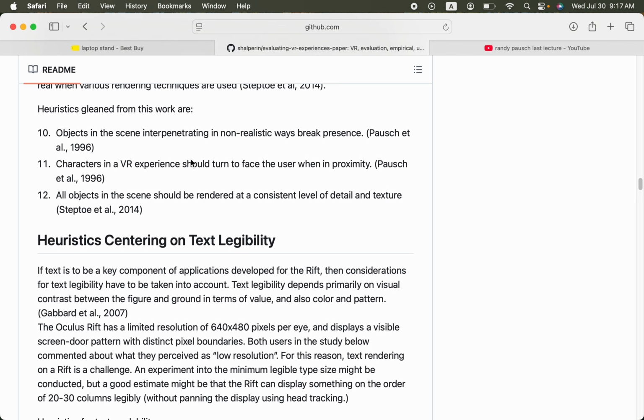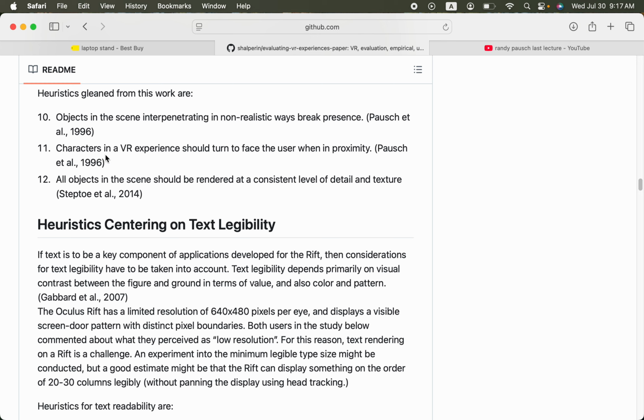This is an interesting one. Characters in VR experiences, so non-player characters, should face the user when in proximity. You see this in Supernatural when the coach is talking to you. If you walk to the left or right side of your space, the 2D coach will turn to face you. It's a stereoscopic shader rendering, but it is a 2D plane, and that will rotate to face the user.